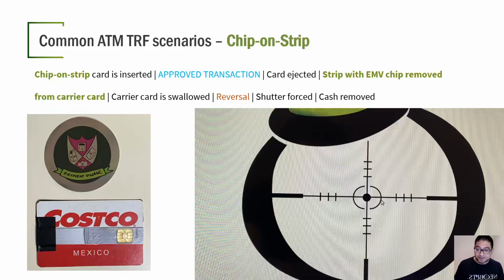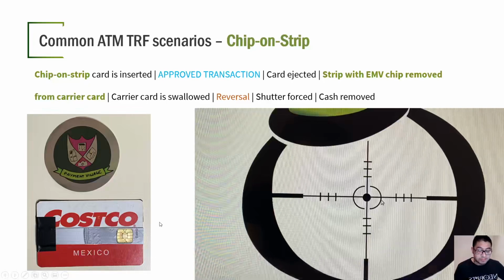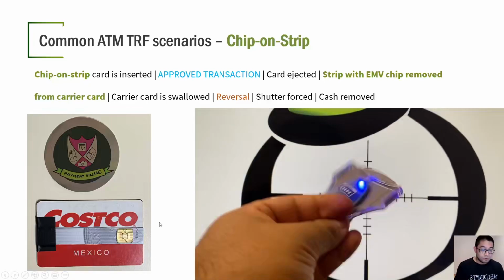When the card is ejected, I will just remove the chip on strip card, well, part of that card, and I will let the card reader swallow the carrier card. This will happen because the card reader will not accept this magnetic strip card. We'll make a reversal. We'll jump the ATM, and then we can force the shutter and remove the card.